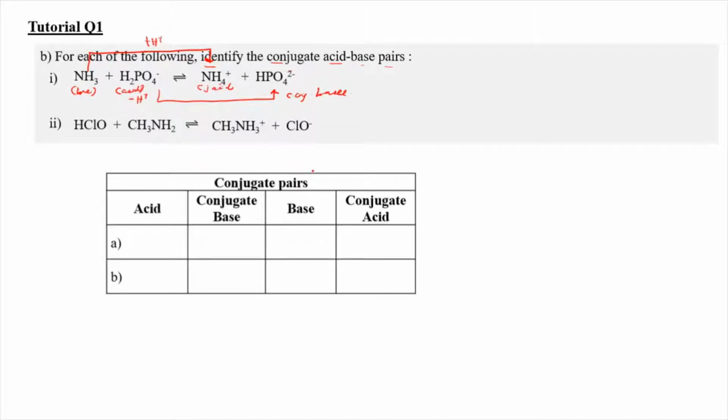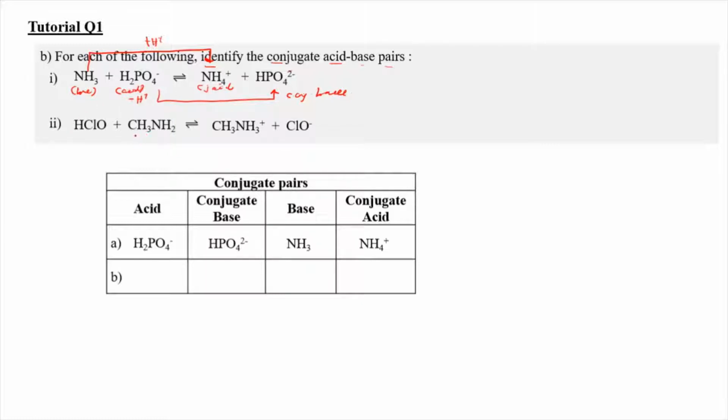So we have the conjugate pairs, acid and conjugate base, with its partner, which is the conjugate acid. So for question B1 here, we have our acid to be H2PO4 minus, and its partner is going to be HPO4 minus. For the base, it's going to be the ammonia, NH3, and then the conjugate acid is going to be NH4 plus. Similarly, we're going to do the same process for the second reaction here.